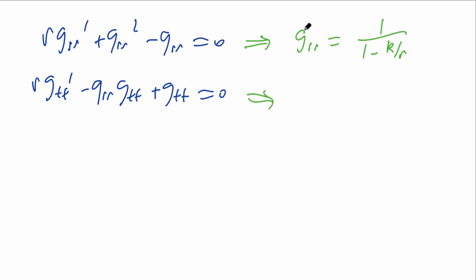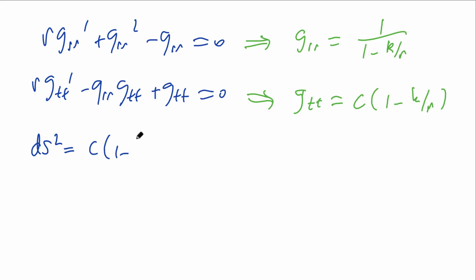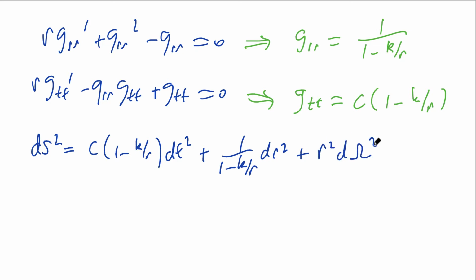And now given this expression for g_rr, we can solve this equation for g_tt, and the result is g_tt is equal to some integration constant, let me just call it C, times 1 minus K over r. So now the space-time metric can be written as C times (1 minus K over r) dt squared, plus 1 over (1 minus K over r) dr squared, plus r squared d omega squared.